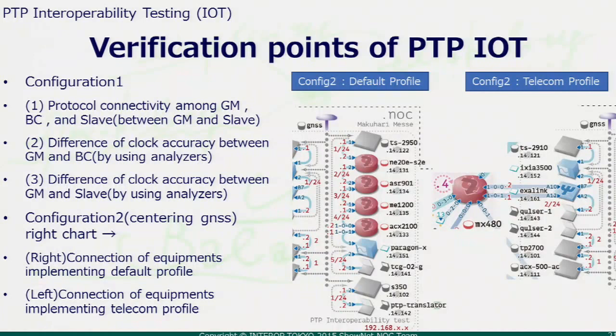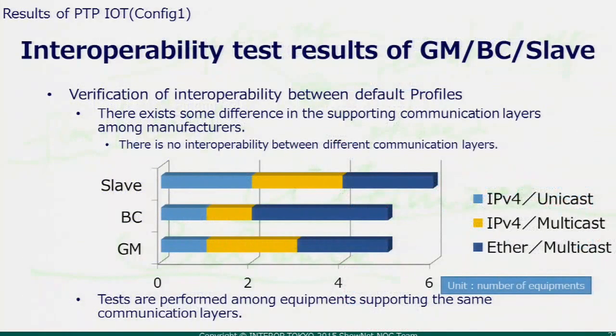Continued from the previous page, config 2 was configured for default profile and telecom profile separately. Left chart is the configuration of equipment supporting default profile. Right chart is the configuration of equipment supporting telecom profile. From the result of interoperability test for the default profile, we found a difference in layers. So we used the same layers for the further experiments. Layer 2 Ethernet multicast is supported by a number of equipments.